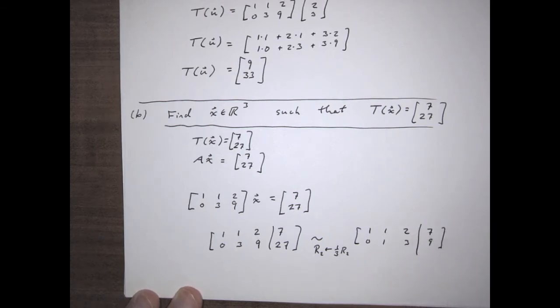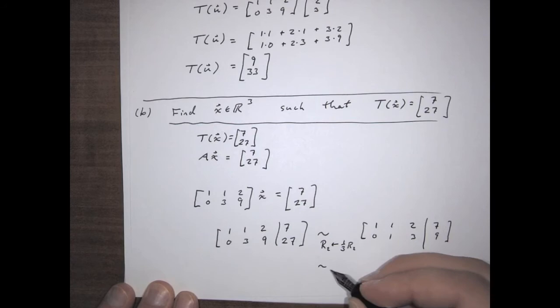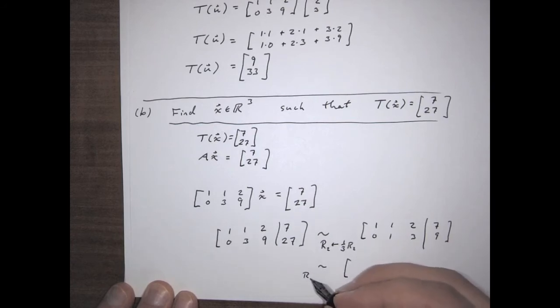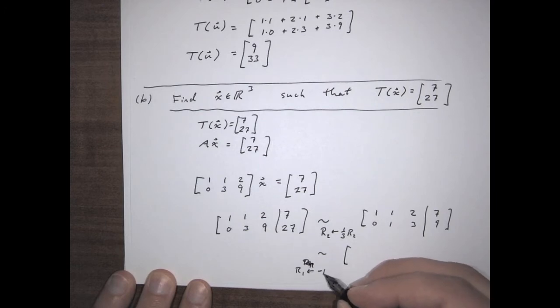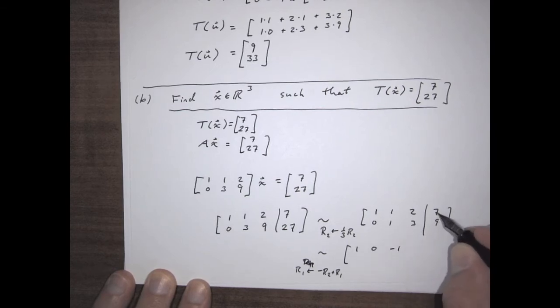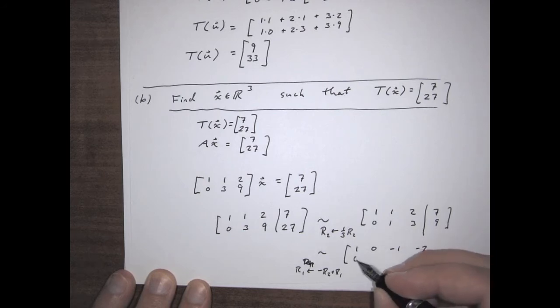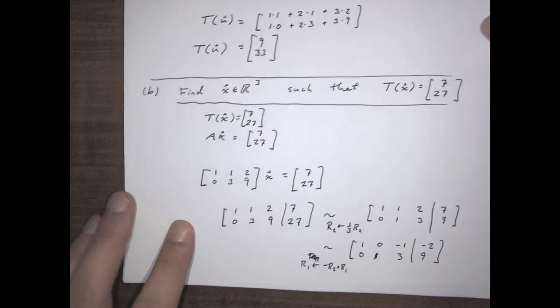And here now we can use this pivot that we've made in the second row to clear out the row above. So row 1 getting replaced by negative row 2 plus old row 1. So that's going to be 1, it's going to be now 0, it's going to be -1, and then this is going to be -2. And then down here we're going to have 0, 0, 1, 3, 9. And so what we're going to have here are 2 basic variables, 1 free variable.